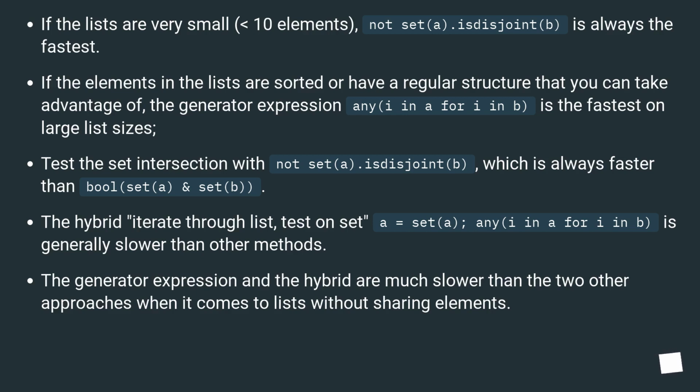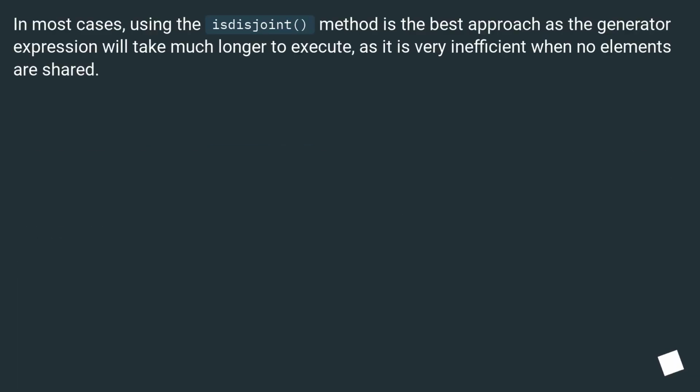The generator expression and the hybrid are much slower than the two other approaches when it comes to lists without sharing elements. In most cases, using the isdisjoint method is the best approach, as the generator expression will take much longer to execute, as it is very inefficient when no elements are shared.